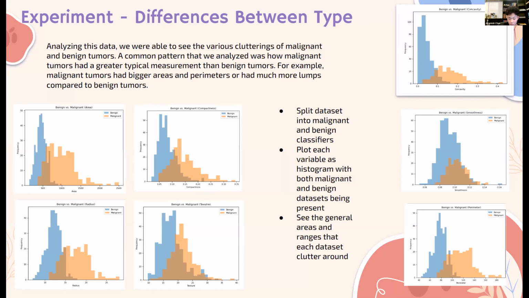So for example, abnormal tumors had a greater area, greater radii, greater texture, and greater perimeters than normal tumors in general. And for example, for range, if you could see on the top right, you could see concavity, and then you could see that the abnormal tumor ranges from 0.02 to 0.38, while the normal tumor only ranges from 0 to 0.1-ish.